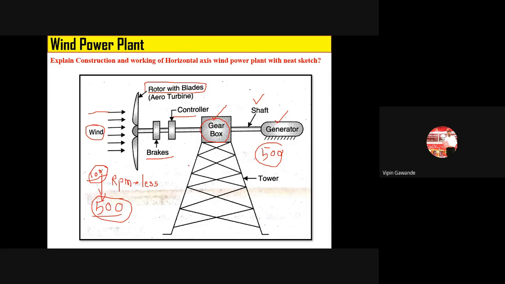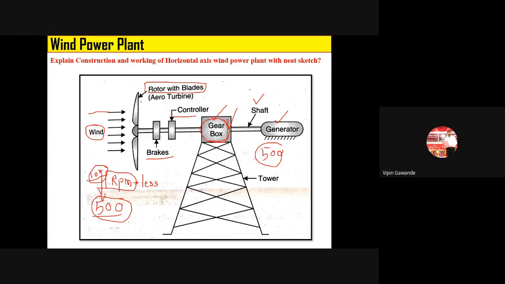The gearbox. In our car also, what do we use? We use the gearbox. That's why when we put the gears, we increase the speed. The initial speed generated by the engine is less, but when you are using the gear, it increases the speed of your engine. So the function of the gearbox is to increase the RPM, the speed of the engine.